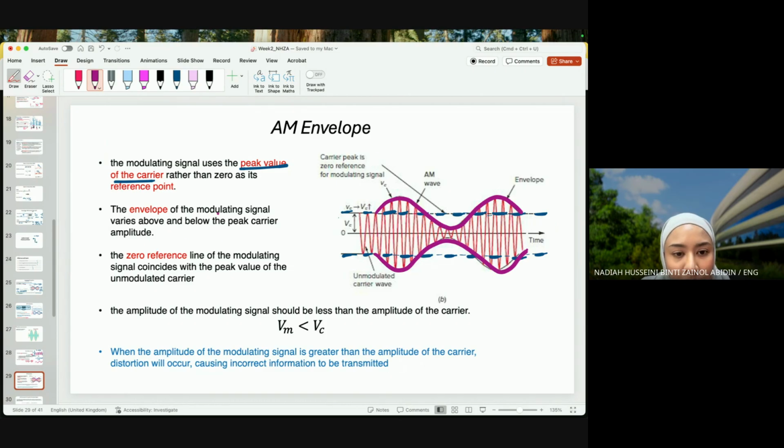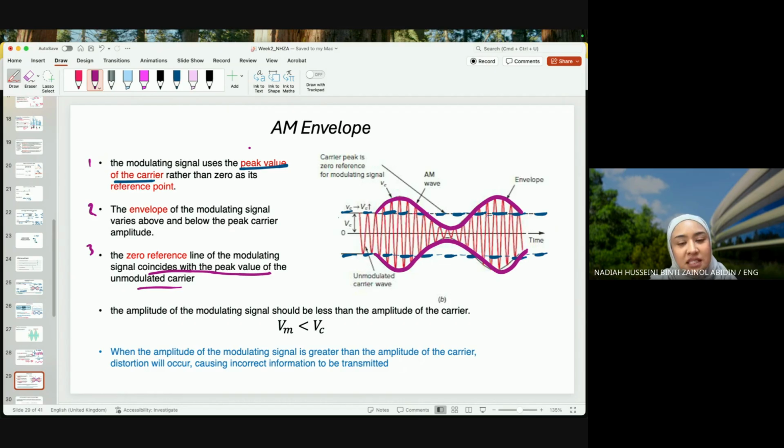So the envelope of the modulating signal varies above and below the peak carrier amplitude. The zero reference line of the modulating signal coincides with the peak value of the unmodulated carrier. So basically these points 1, 2, 3, they are saying the same thing.